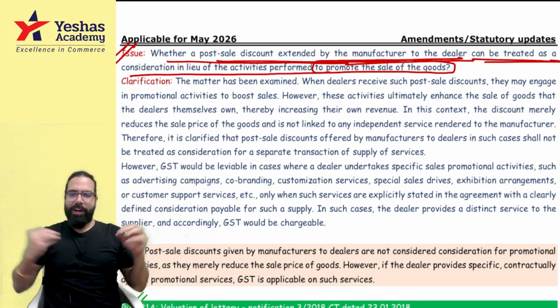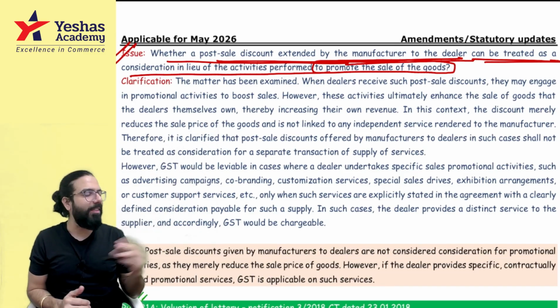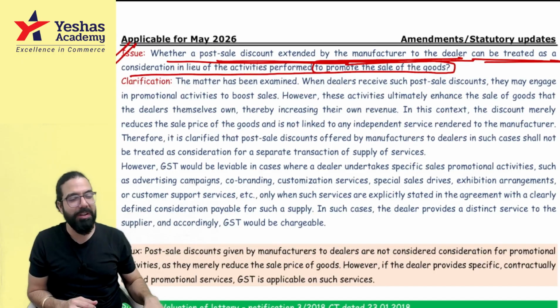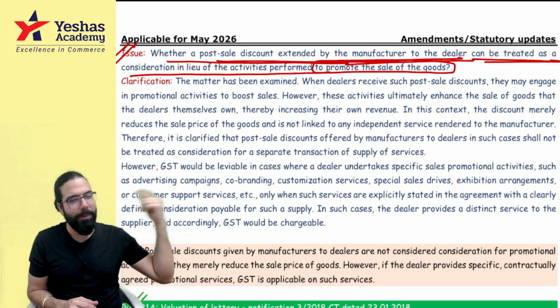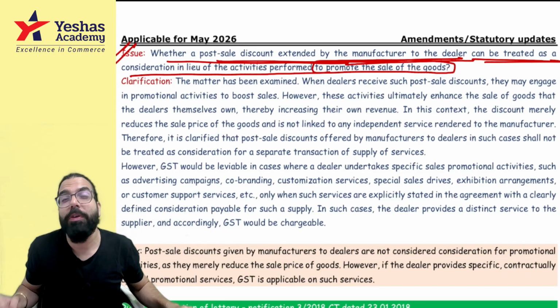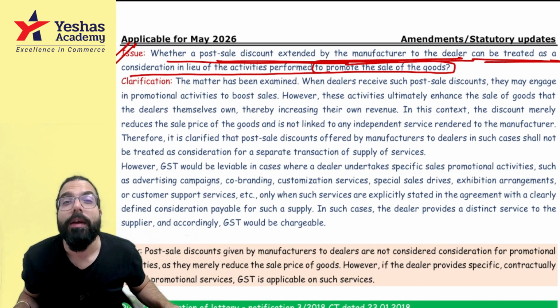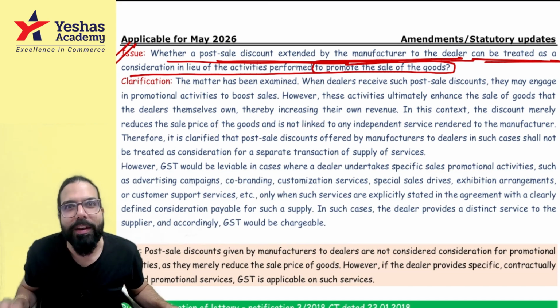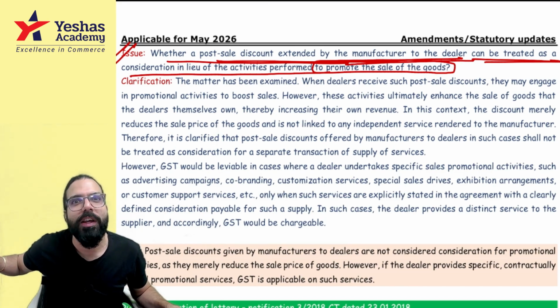My question: you already sold the cars to me. I told you, if I sell this many cars, if I do this, I will do advertisement for you, I'll do promotion for you. You give me 1 lakh rupees discount at the year end. Is it discount or consideration? Because I've gone ahead and given promotional services to the manufacturer.